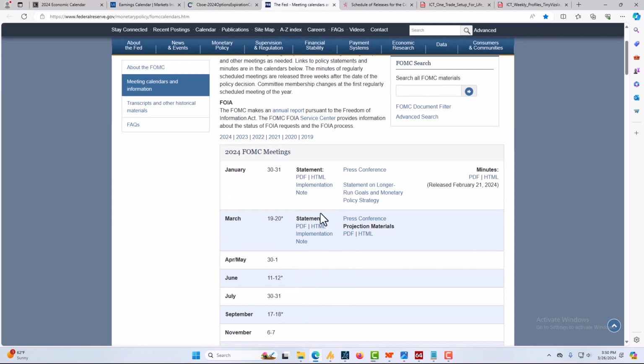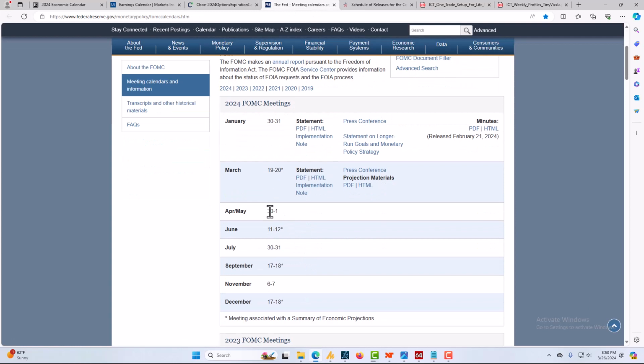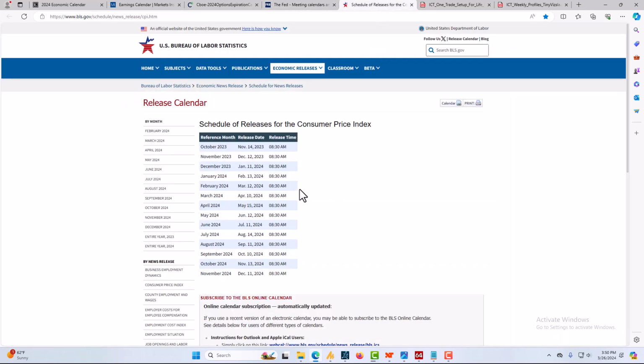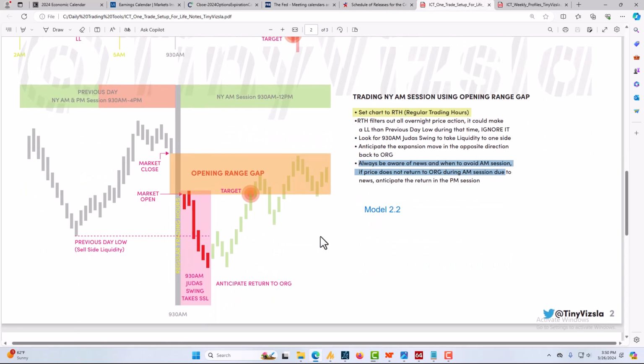The Fed meeting just happened last week, and the next meeting is in April. The ECB happened 2 weeks ago. The next one will be April 10th. Alright, I want to take a look real quick at this setup.